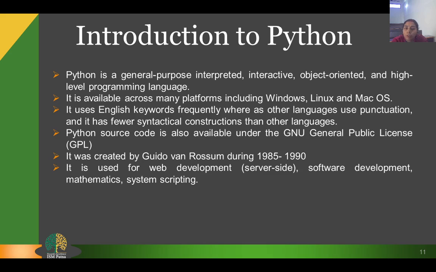It is available across many platforms, including Windows, Linux, and Macintosh. It uses English keywords frequently, whereas other languages use punctuation, and it has fewer syntactical constructions than other languages. Python source code is also available under the GNU General Public License. It was created by Guido van Rossum during 1985 to 1990. It is also used for web development, software development, in the field of mathematics, in system scripting, and many more areas in which Python can be used.